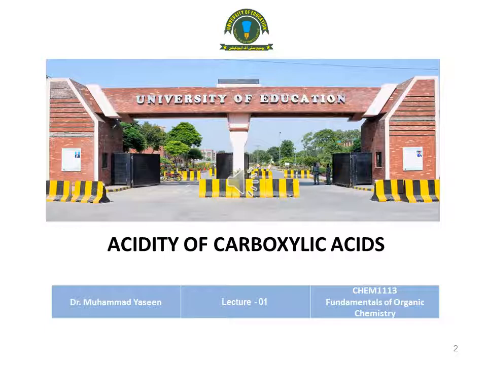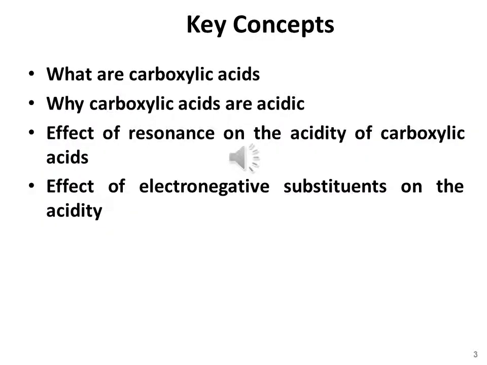What we will discuss today is why carboxylic acids are acids, what their acidity is, and what factors affect their acidity. So these are the key points that we are going to discuss in this lecture. On this slide, I have listed the key concepts. First of all, we will discuss what carboxylic acids are, why carboxylic acids are acidic, and the effect of resonance on the acidity of carboxylic acids. We will also discuss the effect of electronegative and electropositive substituents on the acidity of carboxylic acids. So these are the key concepts that we will cover in this lecture.